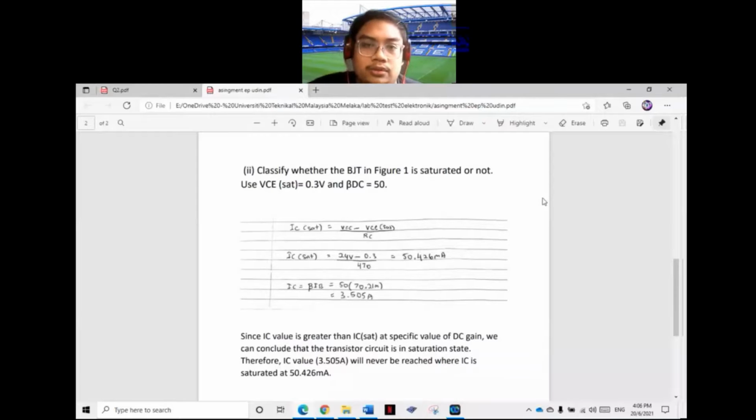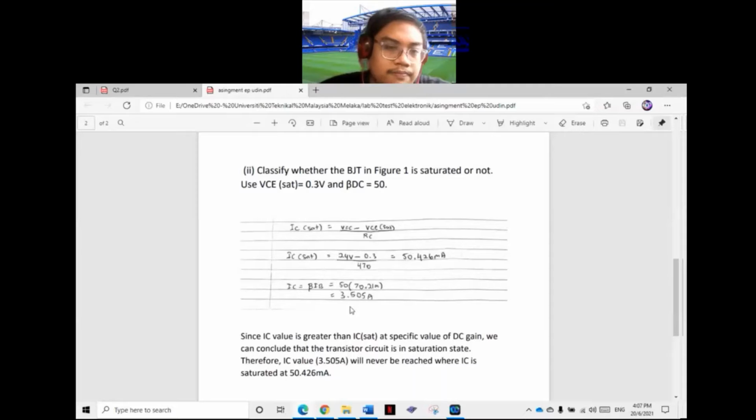First, we're going to find the IC saturation using the formula VCC minus VCE sat, which is given 0.3 volt, and divide by RC. VCC is 24 volt and we have an answer 50.426 milliampere. After that we find IC using the formula beta multiply IB. Beta is given 50 and IB that we found at question 1 is 70.21 milli.